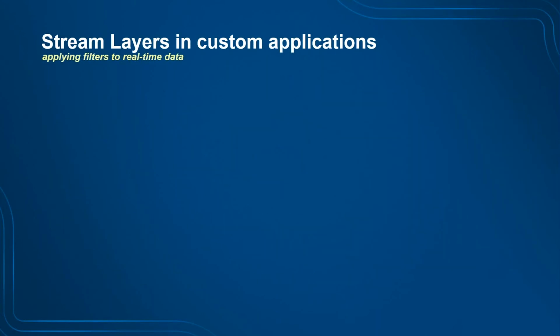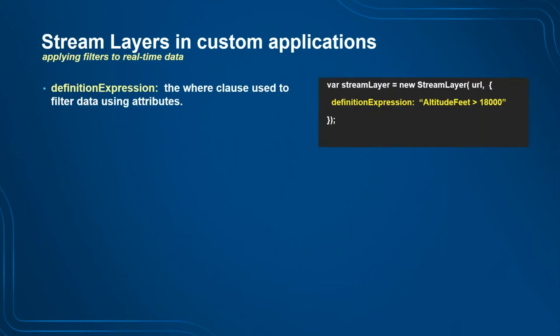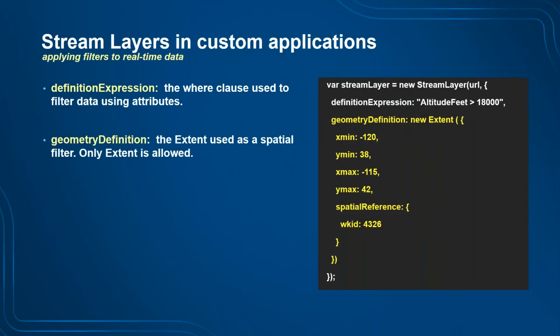A couple other properties that it's very good to be familiar with is the definition expression, which allows you to set a where clause on the subscription request that your client makes to the stream service. This allows you to say that you only want the server to send you features that meet a certain condition. And so you can set that definition expression on your client, and then the server will honor that.